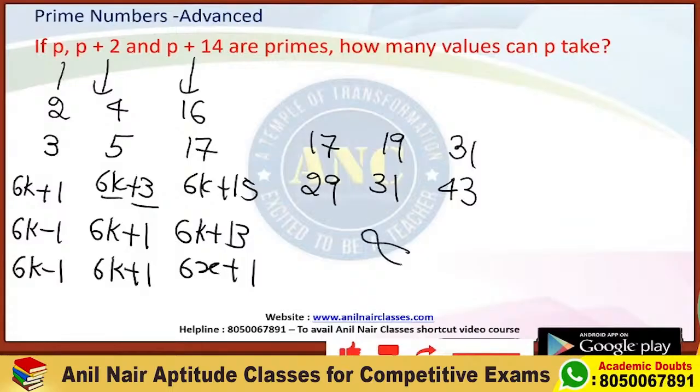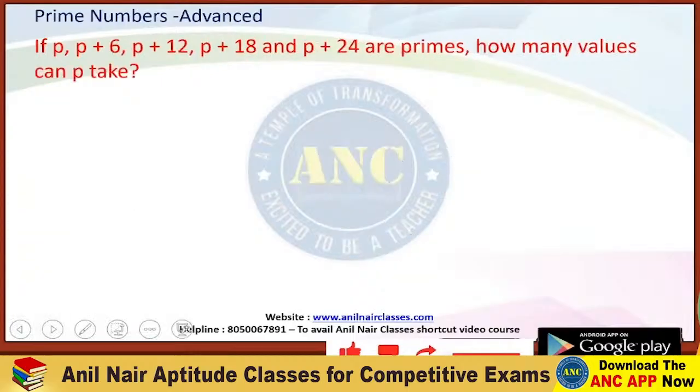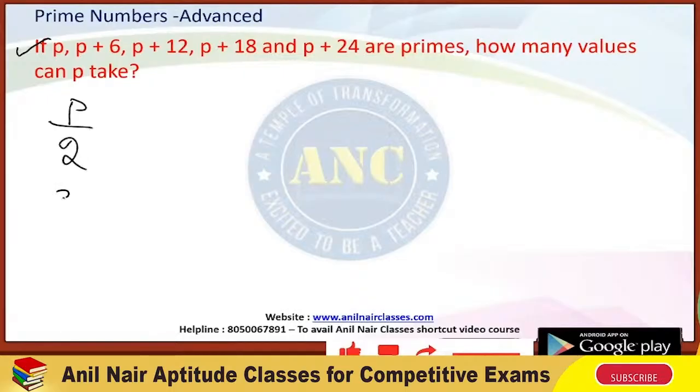29, 31, 43. Like that there exist so many 2-digit numbers which satisfy this question. 2 digits it satisfies, 3 digits it satisfies, and so on. It is infinite. This model we covered. This model also we covered. P takes 2, P takes 3, any prime number greater than 3.